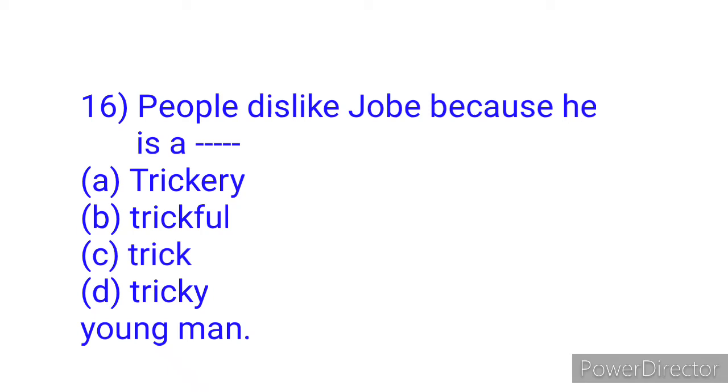Option D, tricky. This is the correct answer because it's an adjective. So the correct expression is people dislike Job because he is a tricky young man. So option D is the correct answer. This is the only word that is an adjective among the options. Now let's move to the next question, question 17.